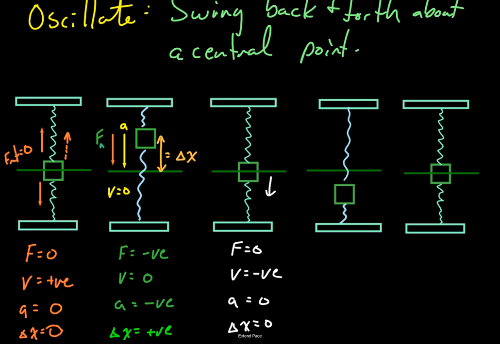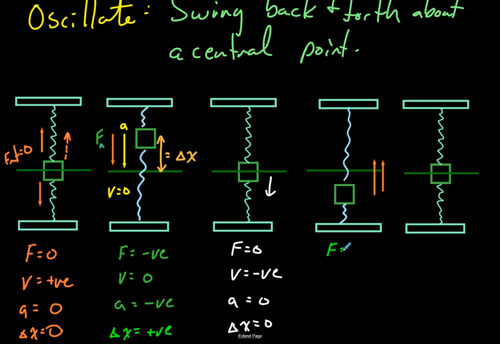Okay, now we're going to move on to the next position. So now we're in the bottom here. We've got our maximum upward force now, our maximum upward acceleration. We've got a velocity of 0, and we have a maximum negative displacement. So let's write that all down.